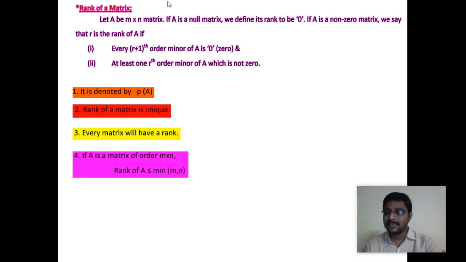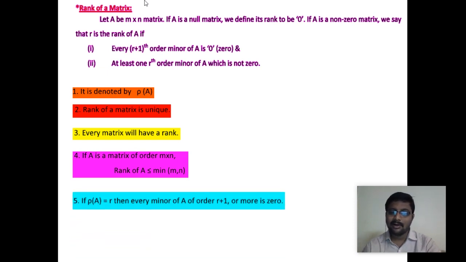Suppose a given matrix is of order 3 by 4, then rank of A will be at most minimum of 3 comma 4. That is minimum of 3 comma 4 is 3. So rank of A is less than or equal to 3. That means rank may be 3 or less than 3. So rank of A is at most minimum of m comma n, where m by n is the order of the given matrix A.